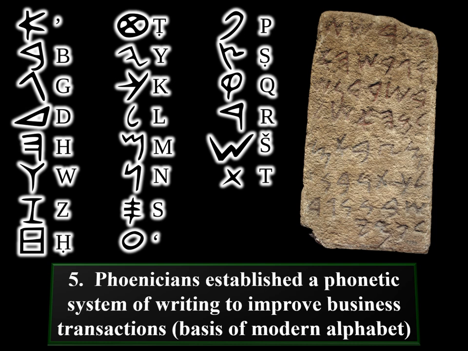And as we have discussed before, the Phoenicians were really important because they established a phonetic system of writing to improve business transactions. This will be the basis of the modern alphabet. Ultimately, this was important because it was adaptable to all of the languages of the people that they did trade with, and this allowed for more efficient record keeping, and it was only 22 letters rather than thousands of characters. Eventually, it will be adopted by the Greeks, who will add the vowels to it, and eventually that will become the basis of most of the writing systems throughout the Mediterranean region and beyond.